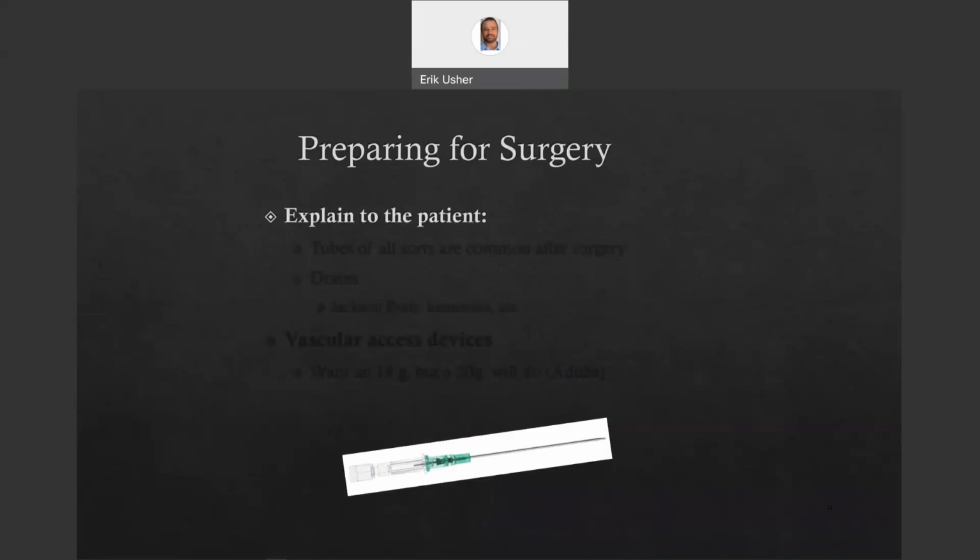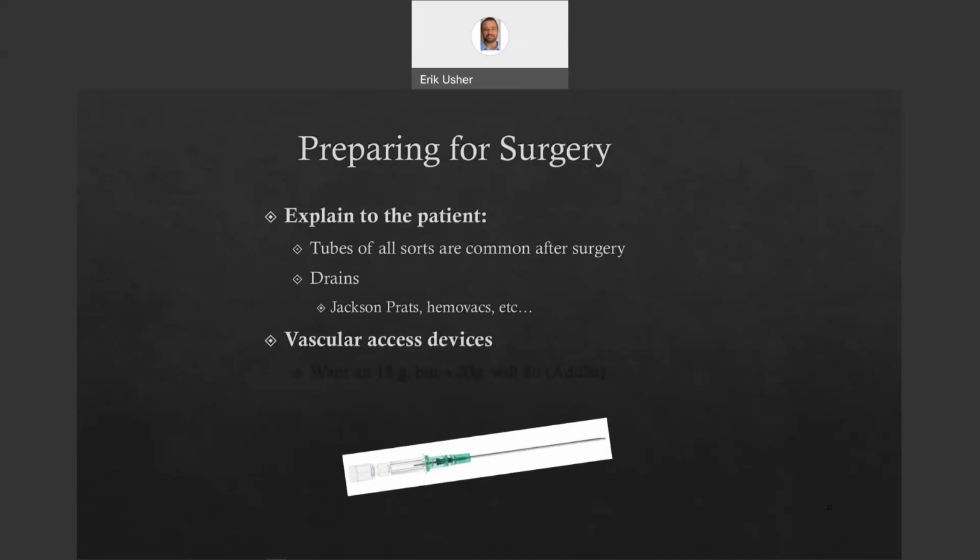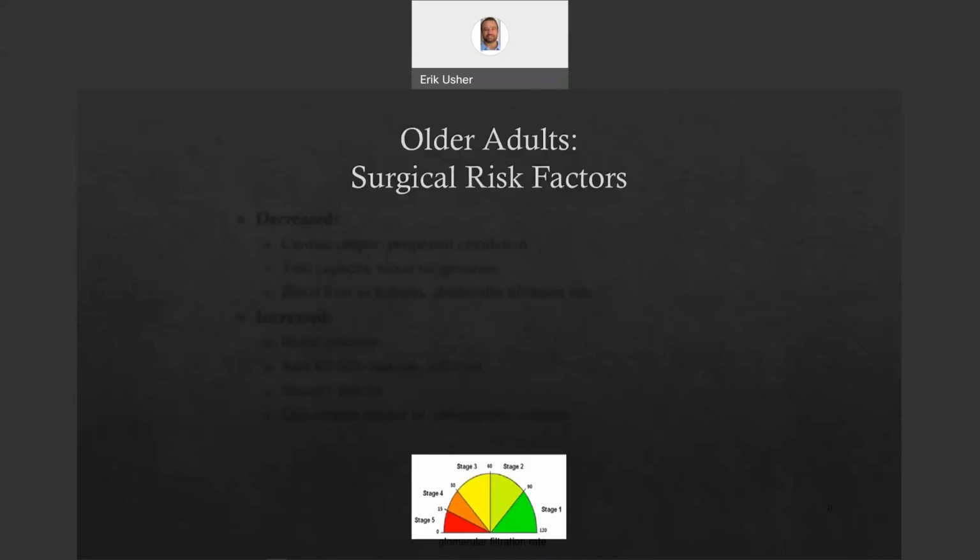So prepping, again, we explain to the patient that they're going to get tubes of all sorts, common after surgery. It's good to explain to them. Sometimes they're drains, Jackson Pratt, Hemovacs, depending on the procedure, and a vascular access device. Normally for the OR, they want an 18 gauge, which is green, but they can take a 20 for adult patients. And obviously pediatrics, it's going to be commensurate with the size of that kid. But 18 is a good rule of thumb because you can get a lot of fluid, you can get blood products. It's a good, relatively robust caliber and gauge of an IV.